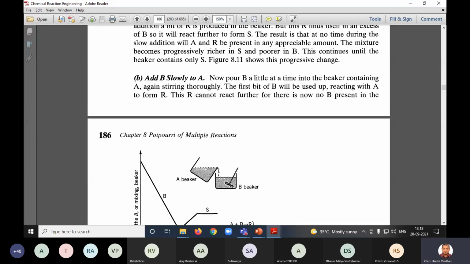The result is that at no time during the slow addition of A will R be present in any appreciable amount. The mixture becomes progressively richer in S and poorer in B.